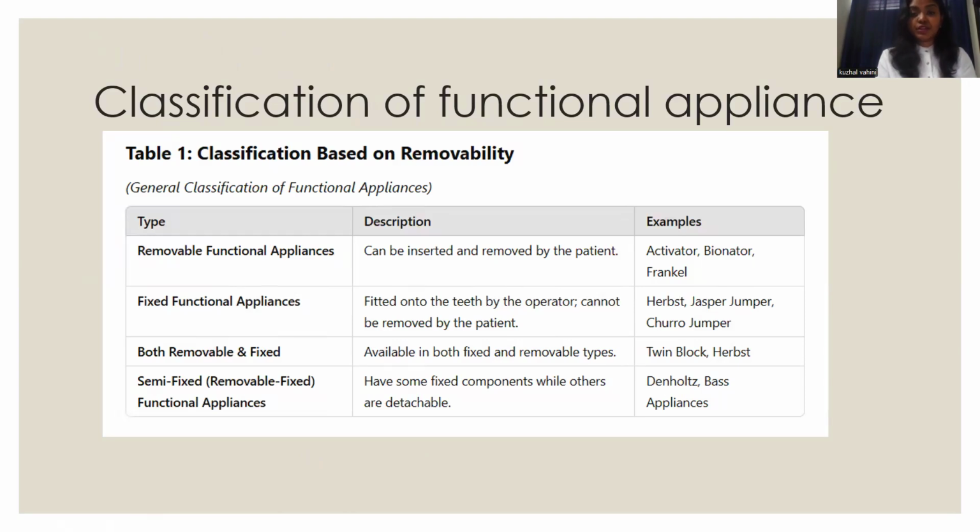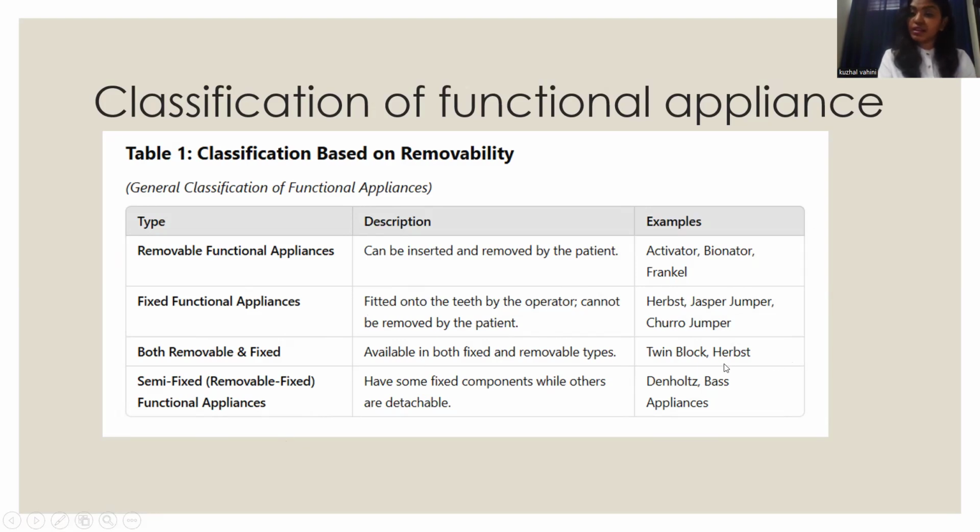Then the classification. The classification is of various types. First, we have the generalized classification, and then we look into the classification by Graber, the classification by Proffit, and then the classification based on force transmission. In the generalized classification, we have removable functional appliances, fixed functional appliances, and both removable and fixed functional appliances. Classic examples of removable functional appliances are the activator, bionator, and triangle. For fixed functional appliances, it is Herbst, Jasper jumper, and Churro jumper. For both removable and fixed, it's twin block and Herbst.